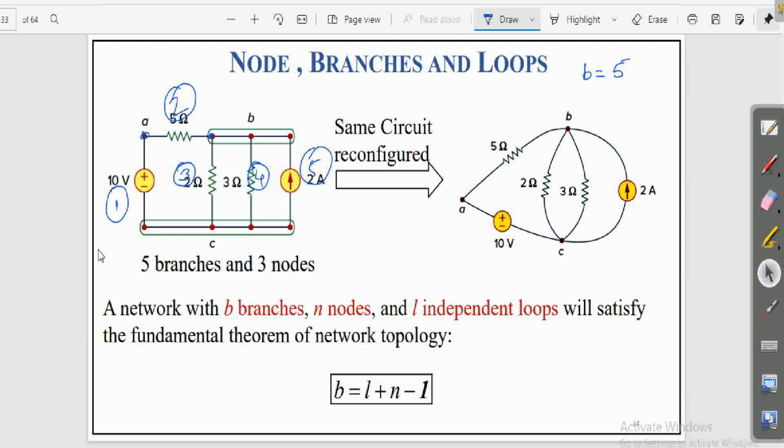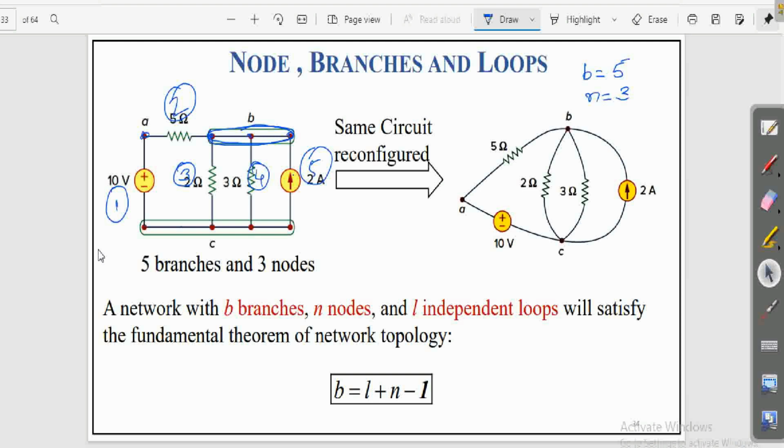At this point, these two elements are connected. At this point, these two elements are connected. But here we can consider these three nodes as a single node. Similarly, there is no element between these two nodes, and between these two nodes, do we have any element? No. So we can consider this totally as a single node. So how many nodes are there? This is 1, this is 2, and this is your 3. Totally 5 branches and 3 nodes.